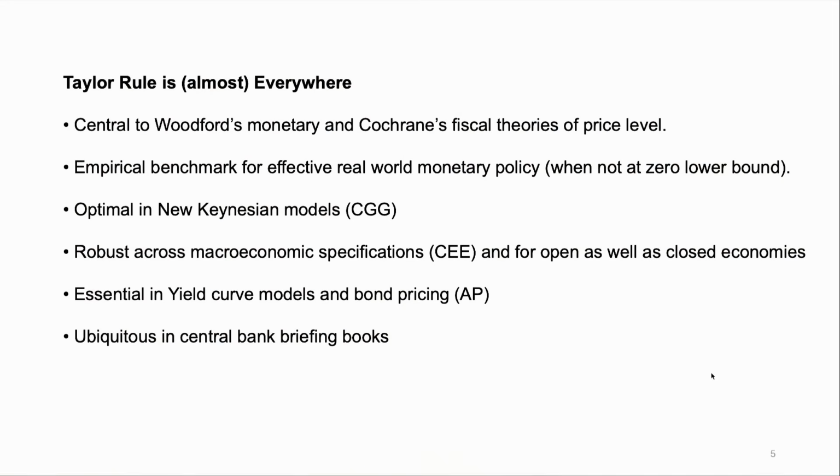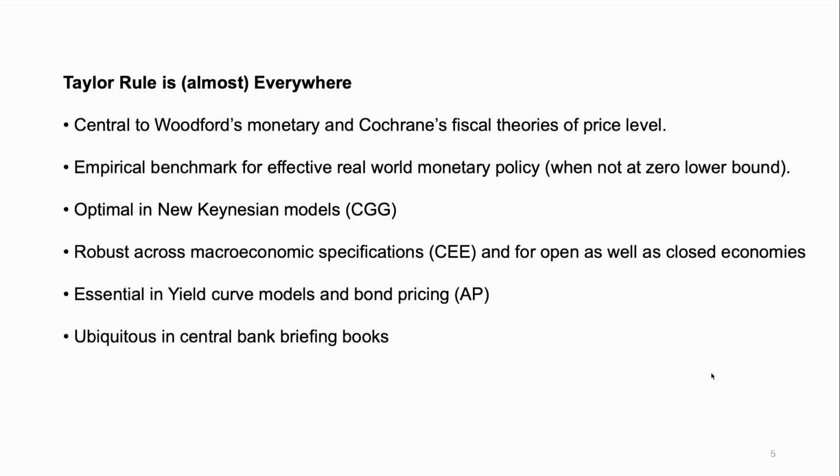Next slide, please. Perfect. So the title of these remarks is that the Taylor Rule is almost everywhere in monetary economics, and it really is. That's not an exaggeration. The Taylor Rule is ubiquitous in both Woodford's monetary and Cochrane's fiscal theories of the price level. It provides a parsimonious and rigorous empirical account of how good monetary policy is conducted by real-world central banks, at least when they're not constrained by the ZLB.